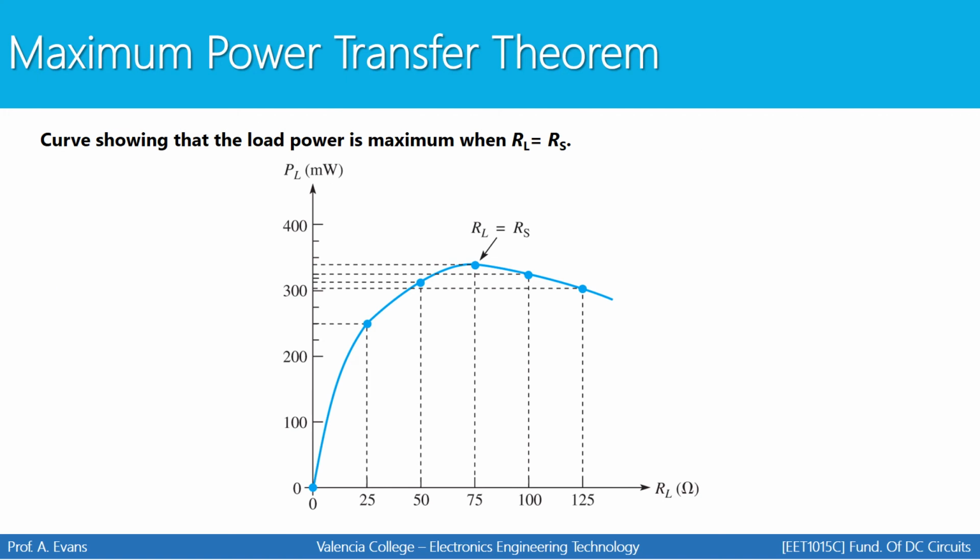So here's a graph explaining what we just calculated. As you increase the value of the load resistance, your power will increase until a point. You'll get your maximum amount of power when the load is equal to the source resistance. This was our 333 milliwatts right here. Once you go past this point, the power delivered to the load will begin to decrease. And that is an example of the maximum power transfer theorem.